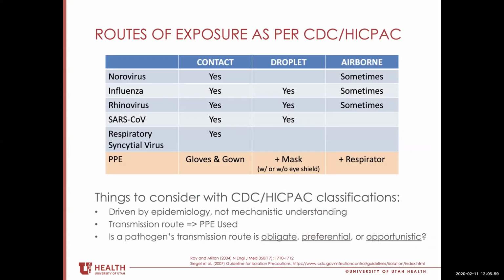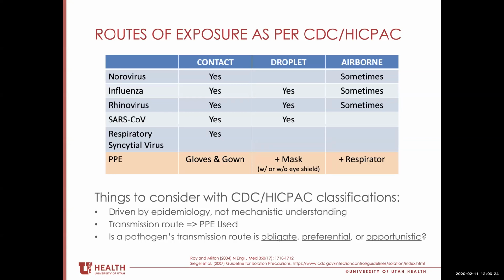So viruses have a number of routes of exposure, and this table shows how exposure routes are defined for several common viral diseases that are in healthcare facilities. I guess SARS-CoV isn't common, but it is a well-known virus in healthcare. And how the diseases are considered transmitted by CDC and the Healthcare Infection Control Practices Advisory Committee, or HICPAC.